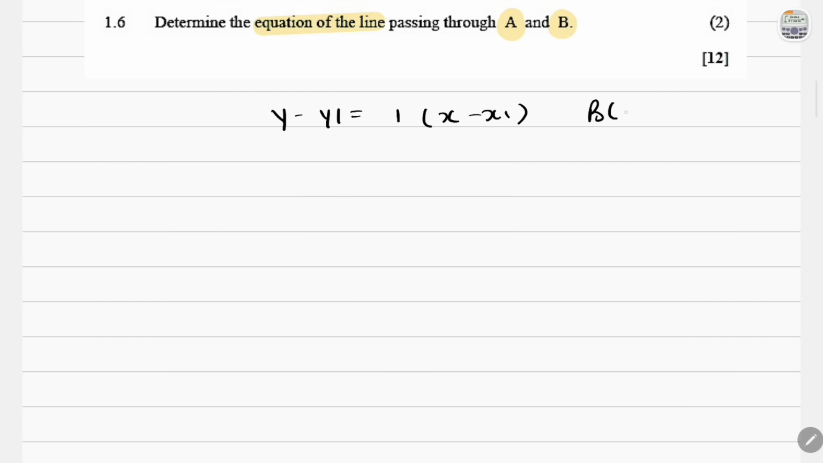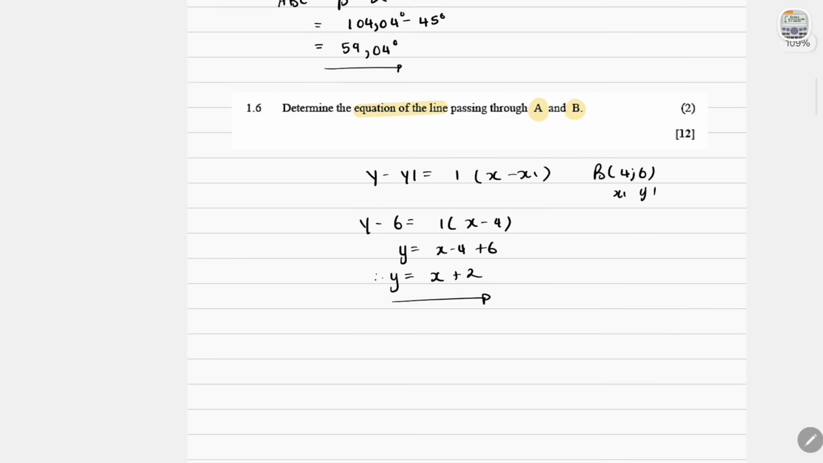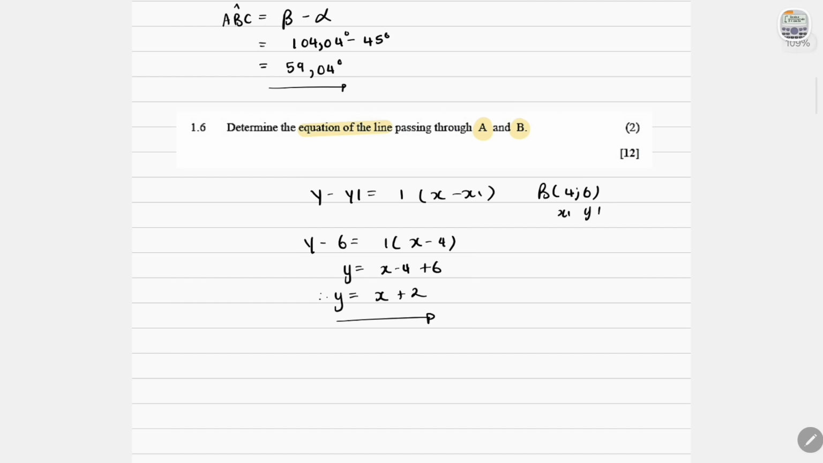So B is simply 4 and 6, and this is x1, this is y1. And so we say y minus 6 is equal to 1 times x minus 4. They multiply and it just stays x minus 4. And we have y equals x minus 4, and this comes over to become a plus 6. So 6 minus 4 is positive 2, meaning finally y is equal to x plus 2. And that is our answer. And that is it for question 1.